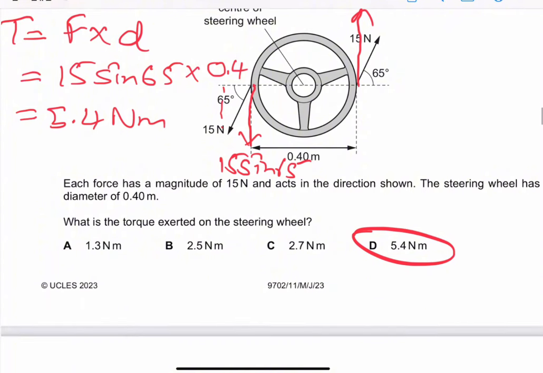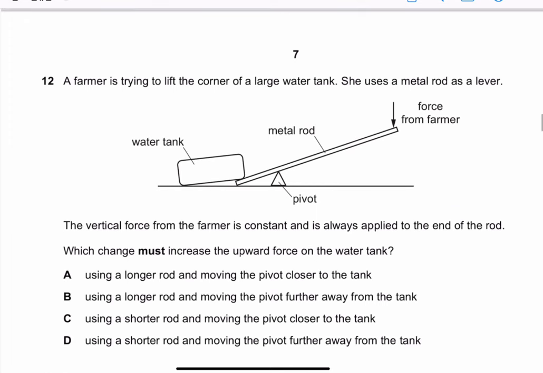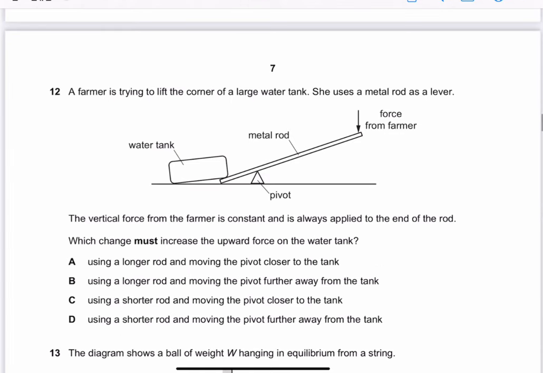Okay. Moving on to question number 12. The question reads as follows. A farmer is trying to lift the corner of a large water tank. She uses a metal rod as a lever. So we are given this metal rod that she is using as a lever. The vertical force from the farmer is constant and is always applied at the end of the rod. So the farmer is applying a force from this end and that force is always remaining constant. Which change must increase the upward force on the water tank?